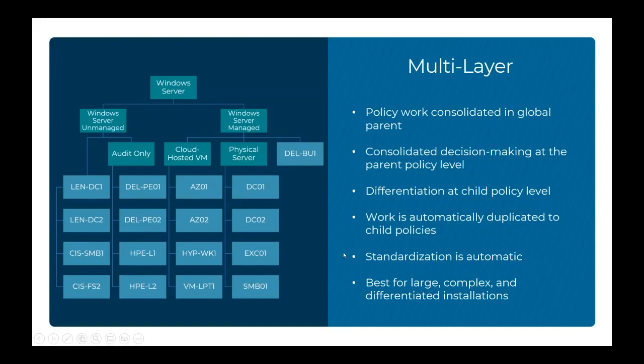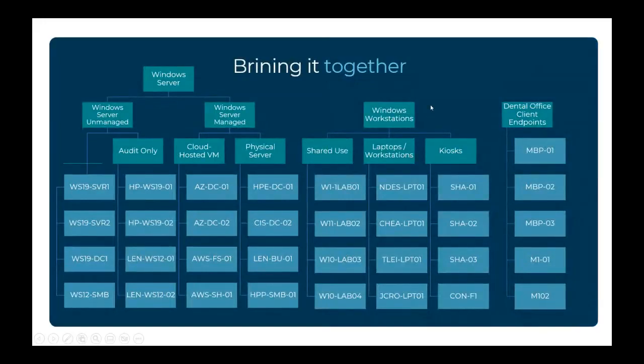Awesome. Now let's bring it all together. So that was a little bit simplistic in showing that you may only have one hierarchy. You may have multiple hierarchies, right? So in this case, we have this multi-layer hierarchy for servers. For Windows workstations, our environment is a little bit less complex, so maybe we only have a one-layer hierarchy there. And then, this is supposed to say Mac. My apologies. And then for my Mac devices, they're all managed the same. And so we have a siloed policy here.